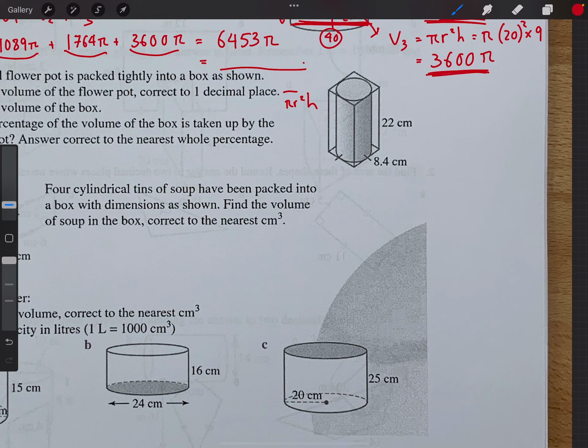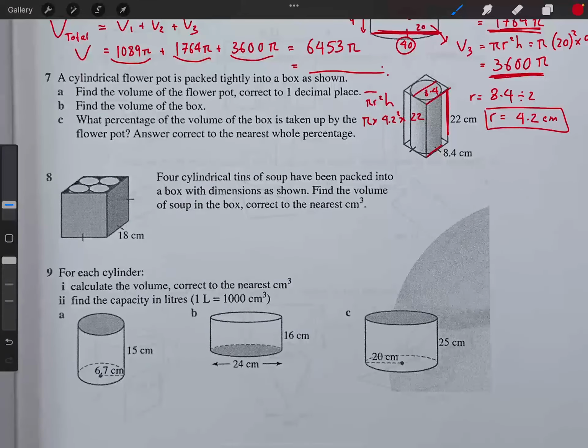What's r? Well, we know that this is the diameter. The diameter is also this length here, which is 8.4. So the radius is half of the diameter, 8.4 divided by 2, and you're going to get a radius equal to 4.2 centimeters. By the way, the height is equal to 22. So plug that into your equation: pi times 4.2 squared times 22. Get a calculator out, work it out.